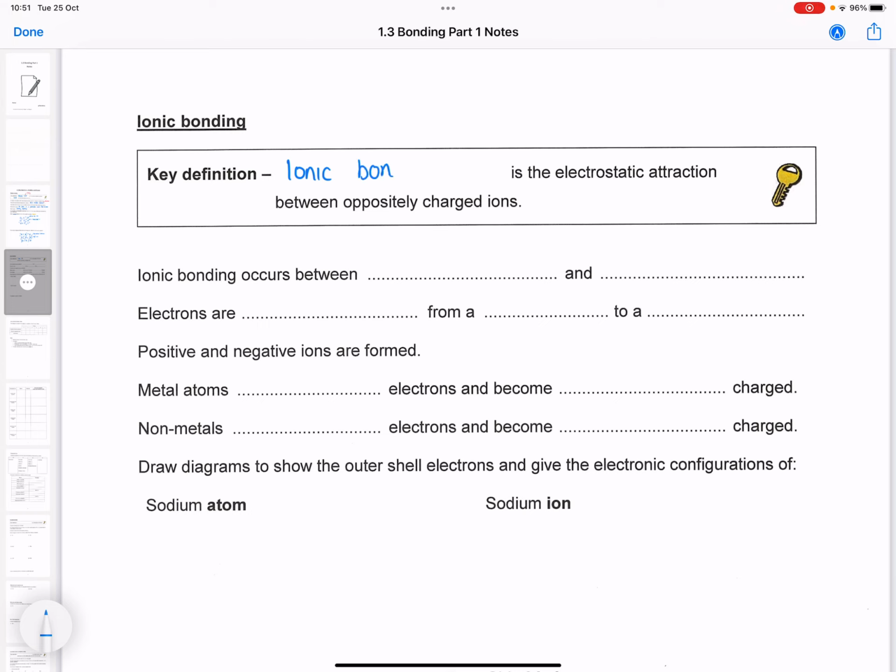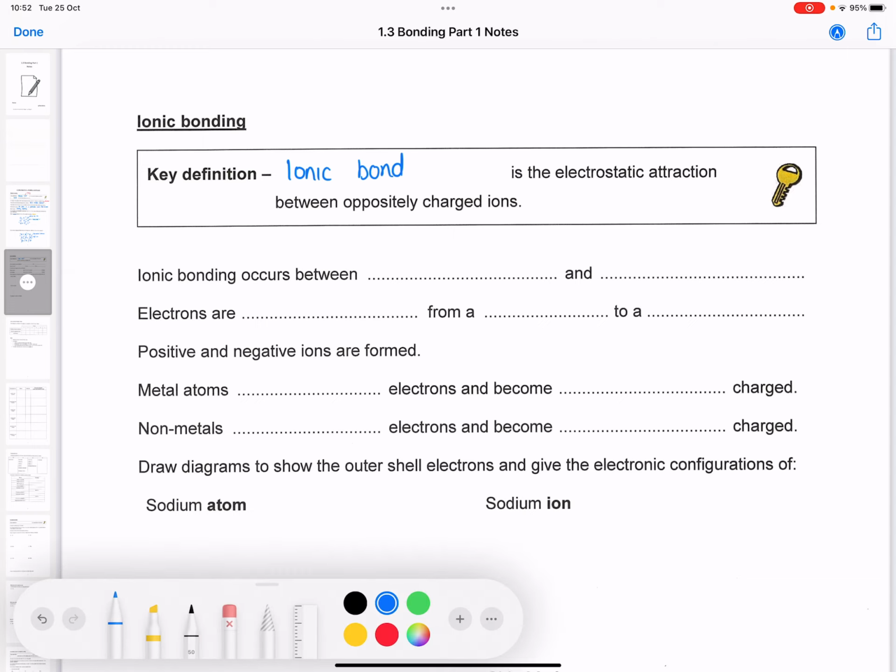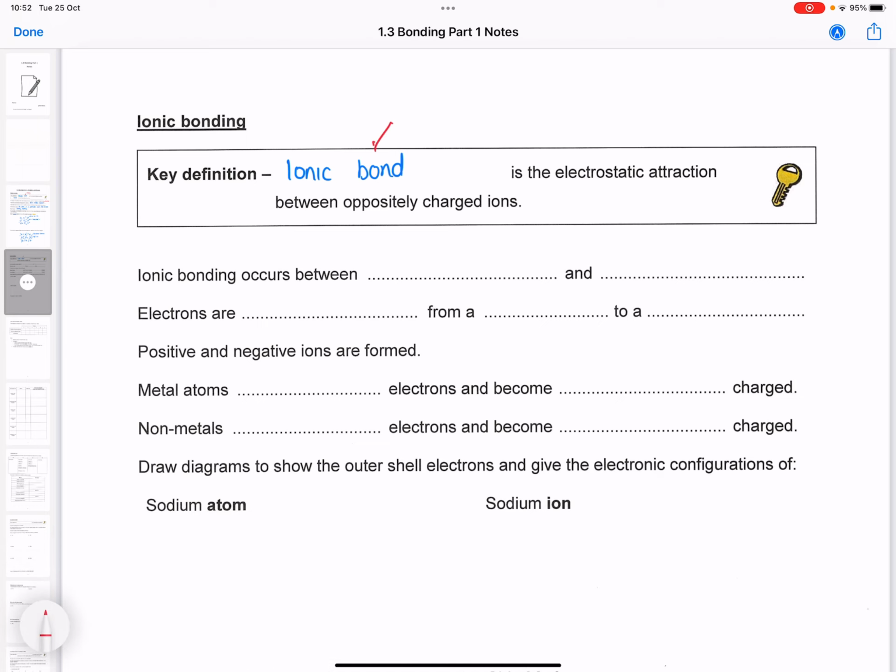An ionic bond is the electrostatic, so that just means to do with charges, positive and negative, attraction between oppositely charged ions. So we've got a positive ion and a negative ion, and they're going to attract each other, and that's going to result in the ionic bond. Now that is the bonding. We'll come later to what the structure is called.